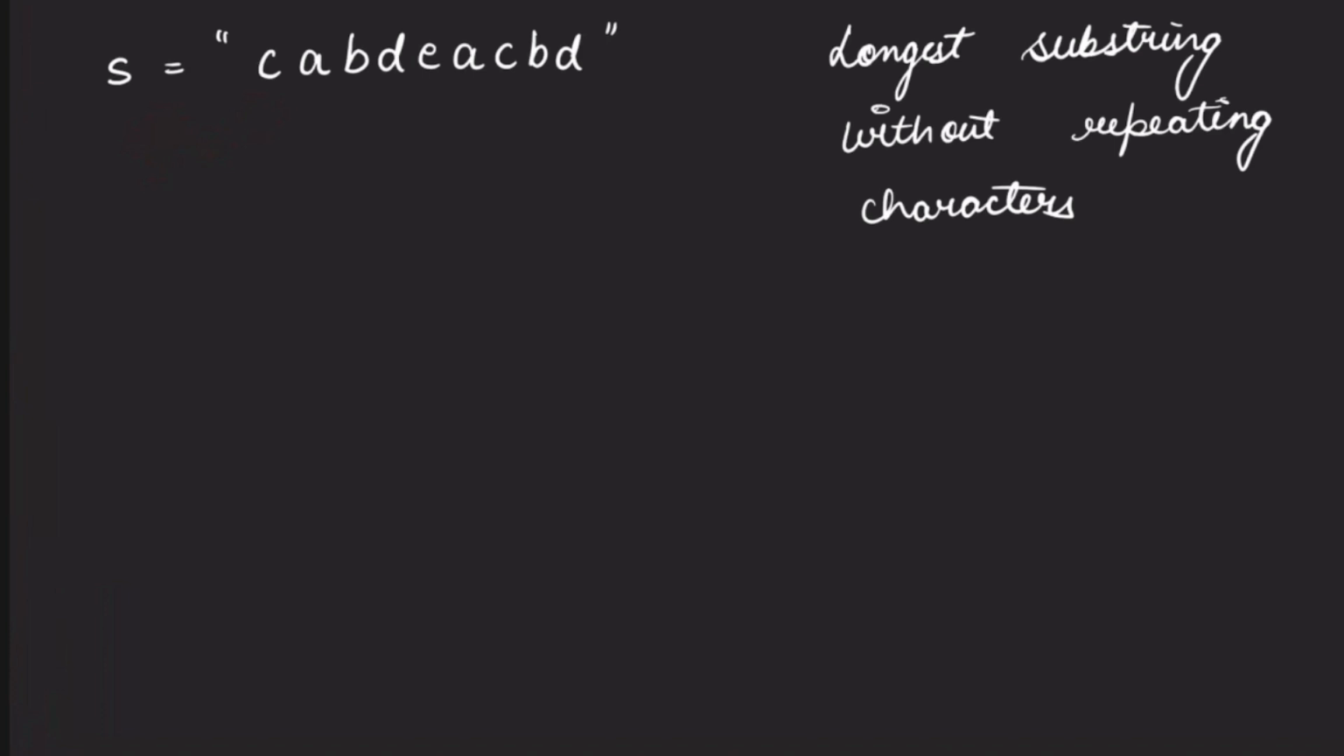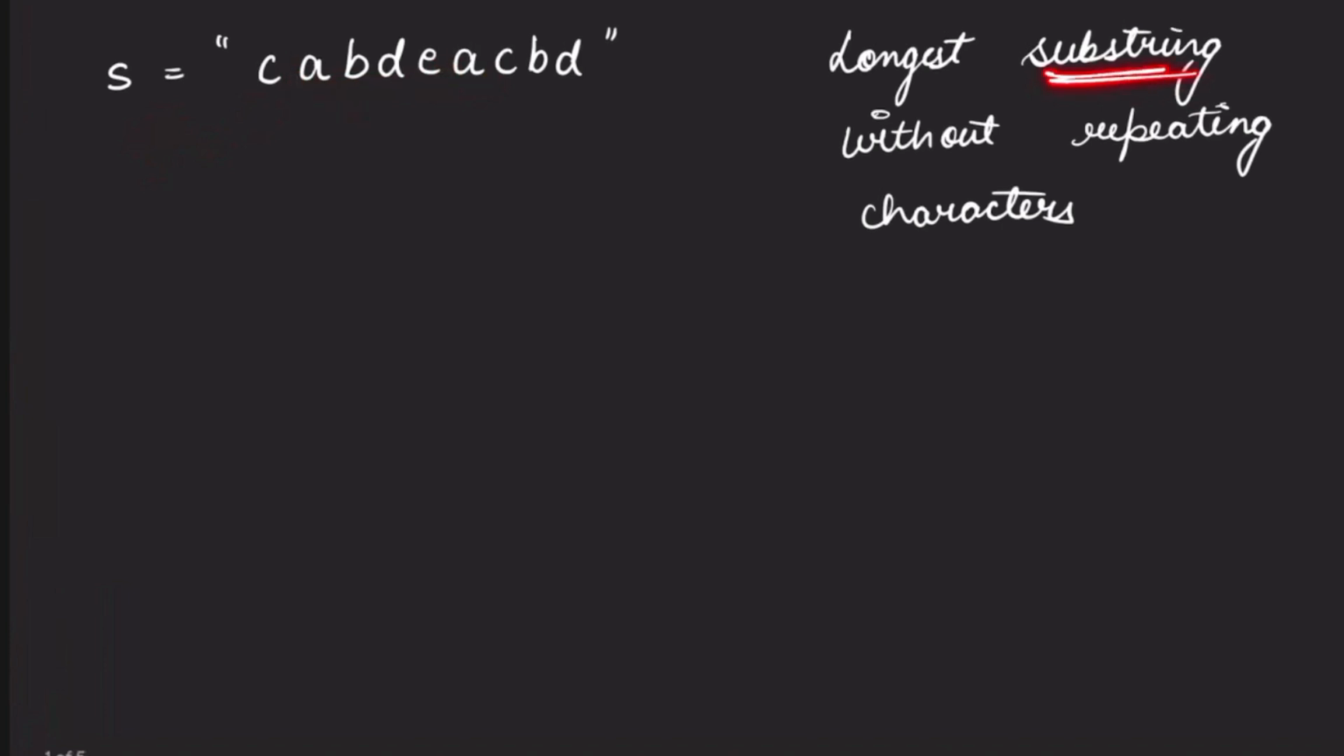So basically, what is a substring? A substring is a part of the string which is consecutive, right? So if I take this A, B, D, E, then here A, B, D, E, these are all consecutive, right? So this can be considered as a substring. But if I take A, B and A, B and A, then this is not a substring because it is not consecutive, right?